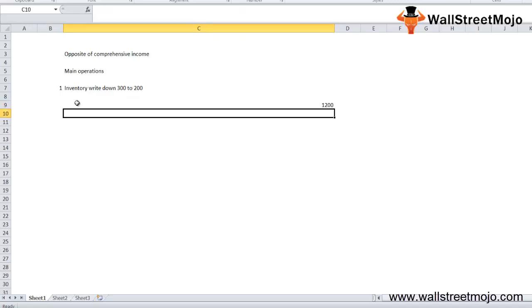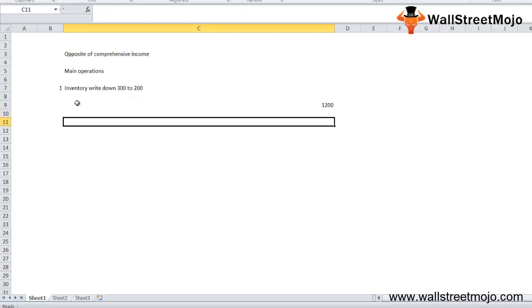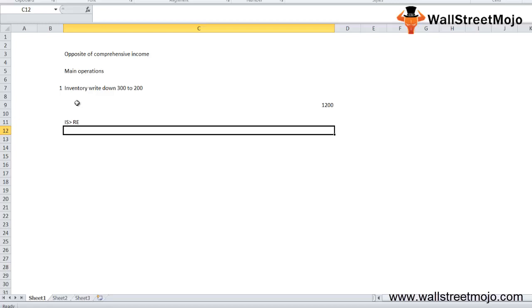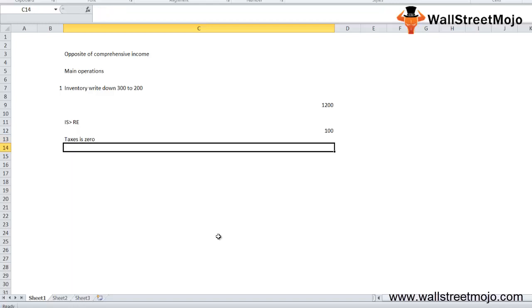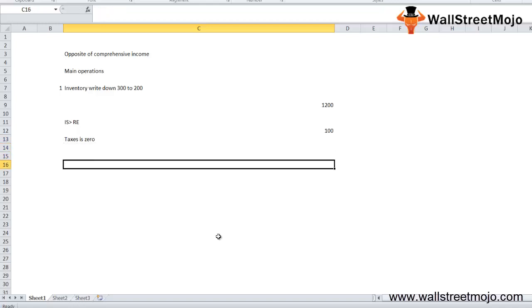Right, now how does the total liability figure get adjusted? The answer is quite simple: through the income statement, through the retained earnings. So the inventory write down of 100, that is from 300 to 200, will flow from the income statement. In this example, we have assumed that the taxes are 0, and the above case is for the gains and losses that flow from the income statement.